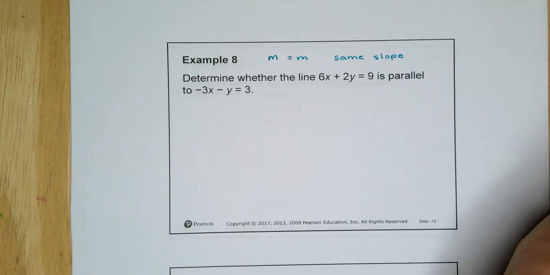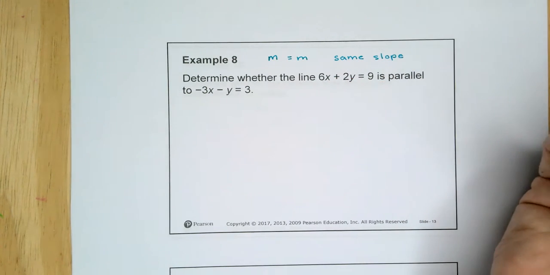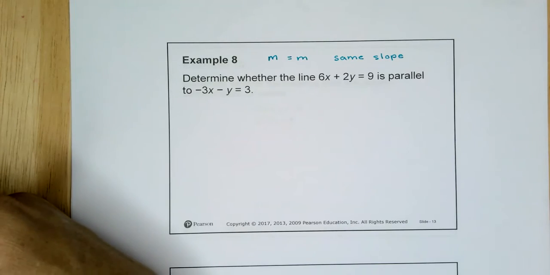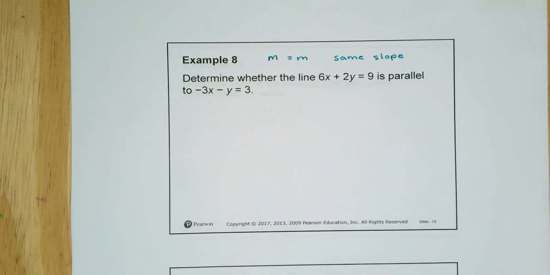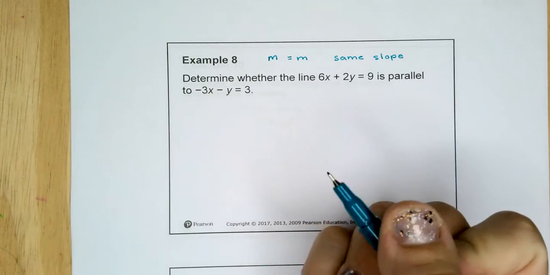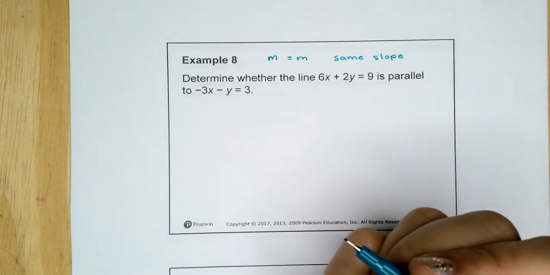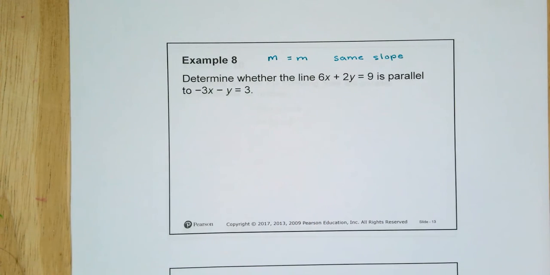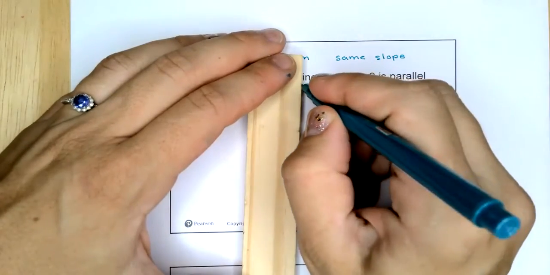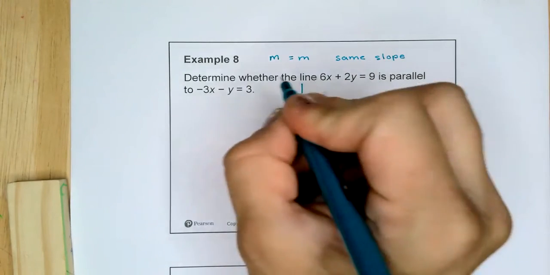So these are currently in standard form, ax plus by equals c. So we want to change them to slope-intercept form, which is y equals. So get y on one side, everything else on the other side, and then you can see what m is to determine whether they have the same value for m. So just divide it in half. 6x plus 2y equals 9.